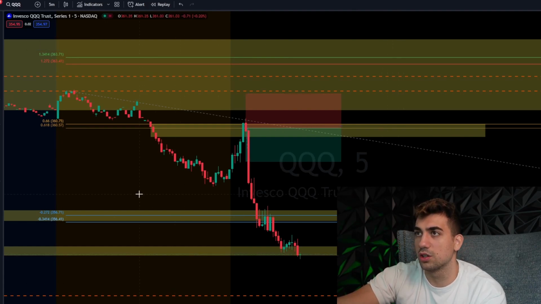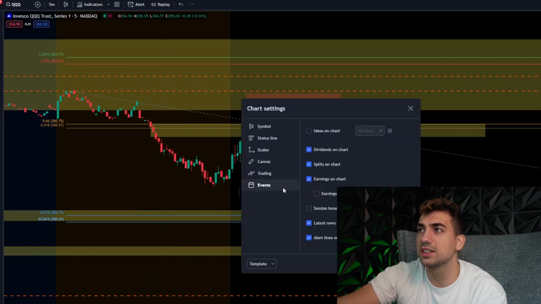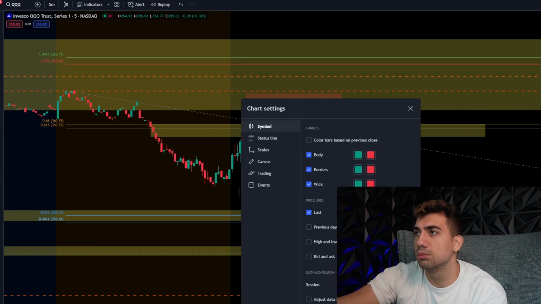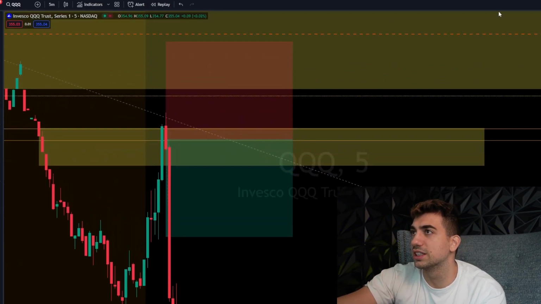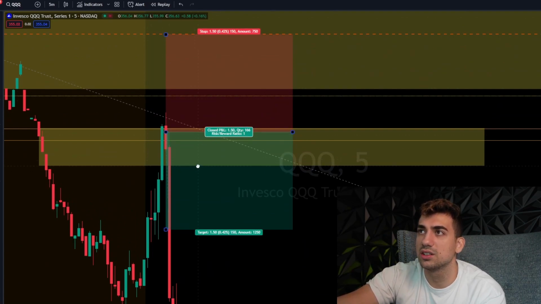So if you want to set your previous day close, go to settings, and then here charting ideas, session breaks. Go to symbols, and then previous day close. Set it as you want. I like it to be yellow. And we got our previous day close. If you guys can see it, it's right here. So we enter right around this area.